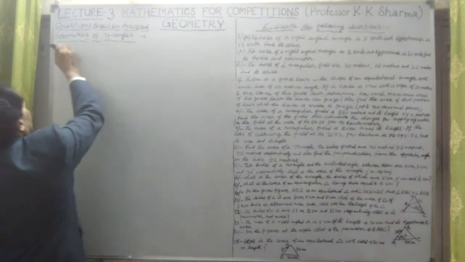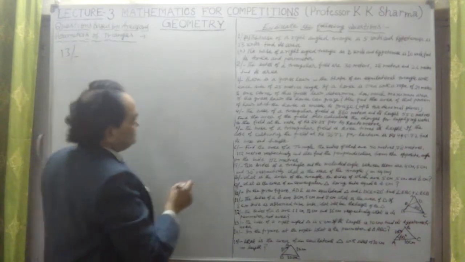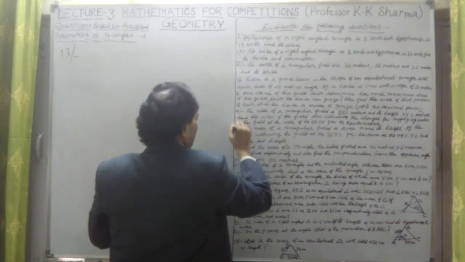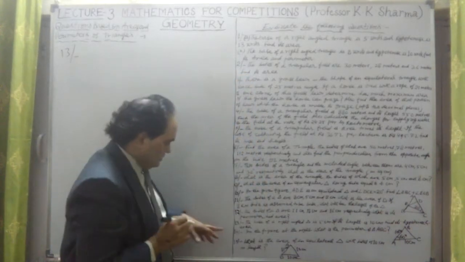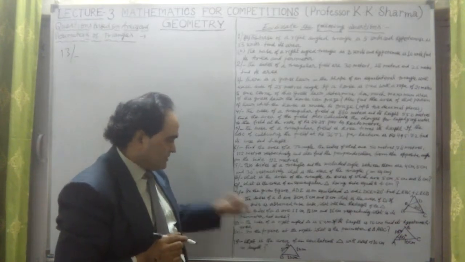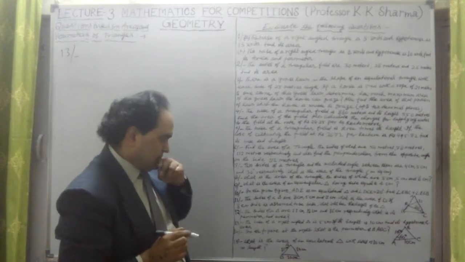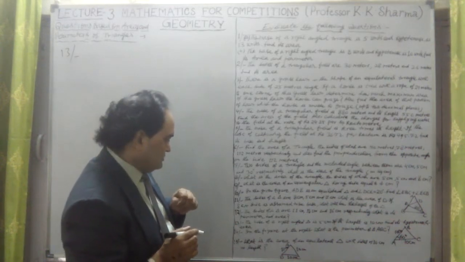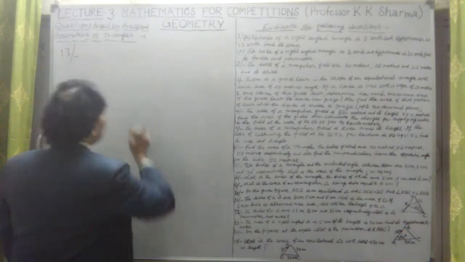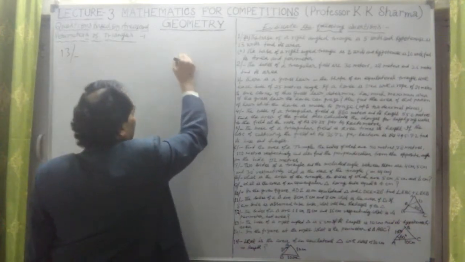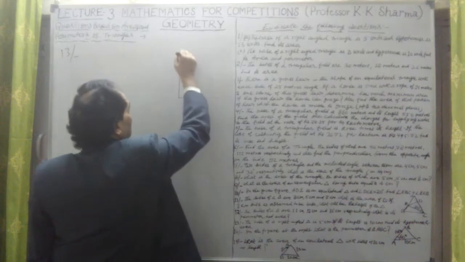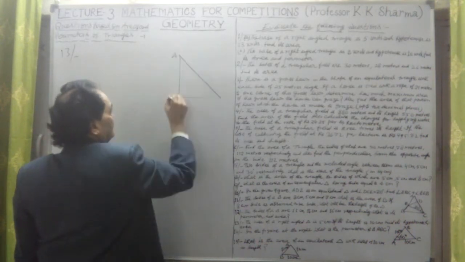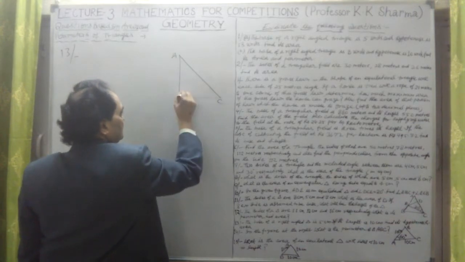Okay, now question number 13. Let me talk about question number 13 now. The 13th question is: the base of a right angle triangle is 5 centimeter. If its height is 10 centimeter, find its hypotenuse and area. Now it says a right angle triangle. In this case, let me take ABC as the right angle triangle.